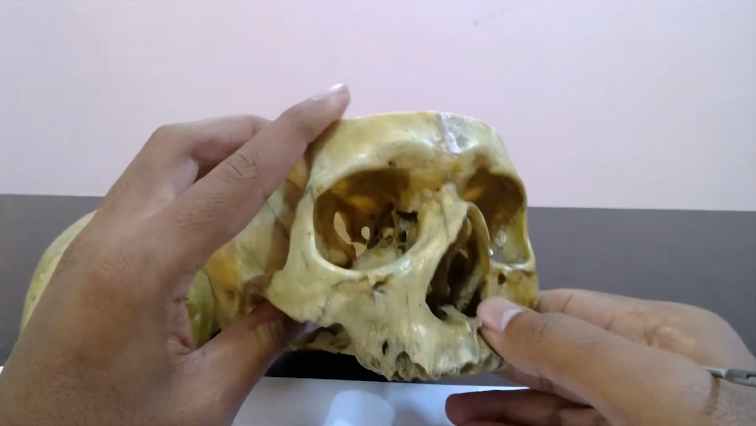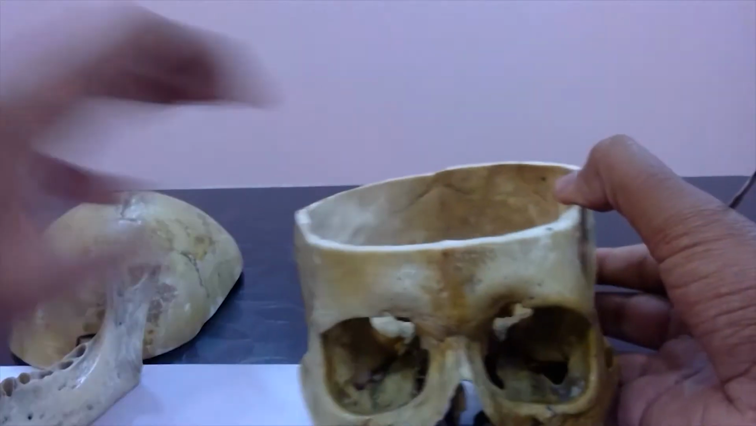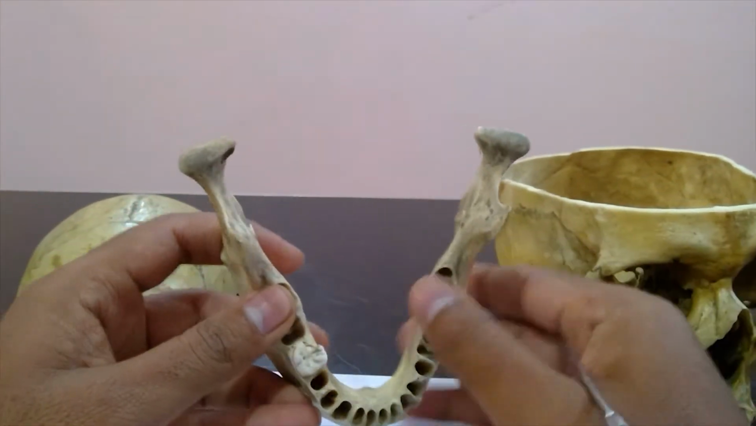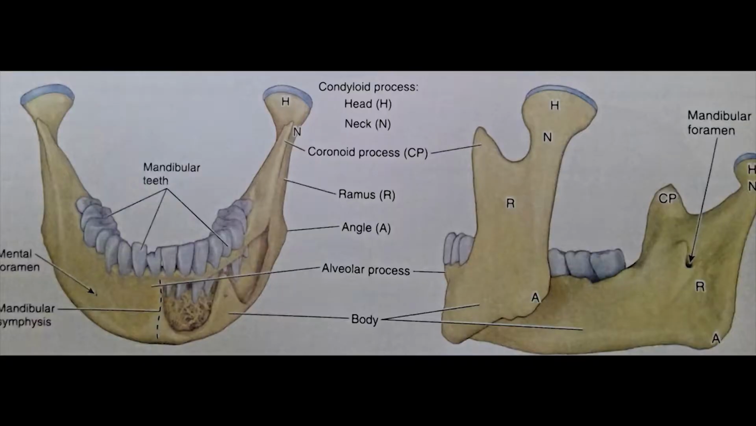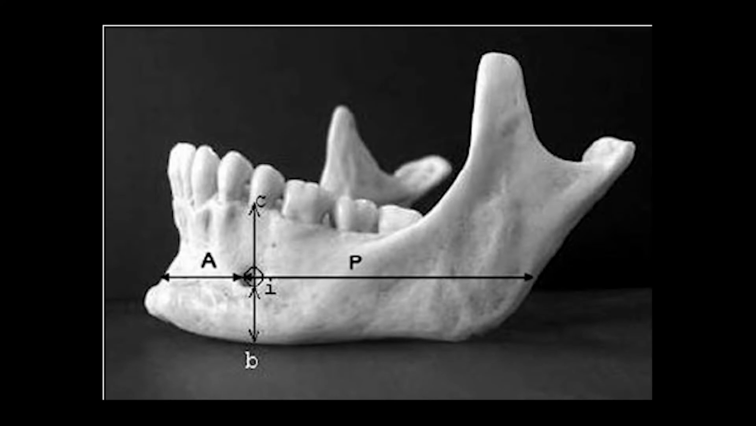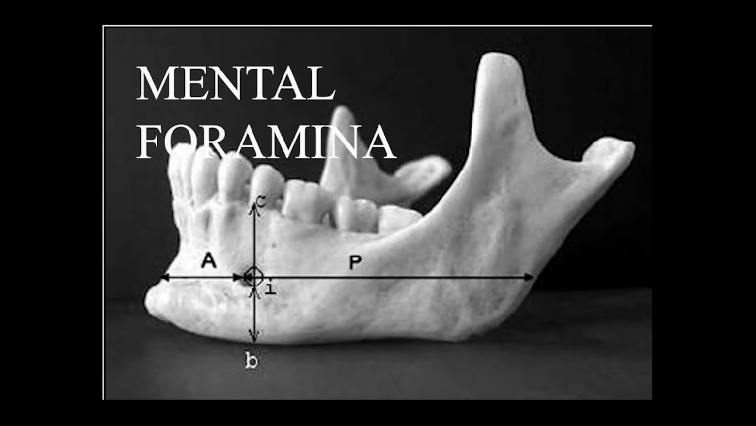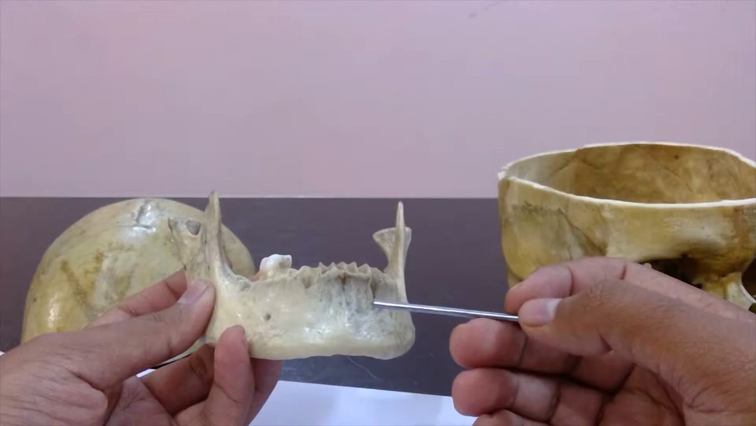And now let's talk of the mandible. Now you can see here it is a U-shaped bone with the alveolar process that supports the mandibular teeth. It consists of the horizontal part, the body, and the vertical part, the ramus. Inferior to the second premolar teeth are the mental foramina for the mental nerves and vessels.